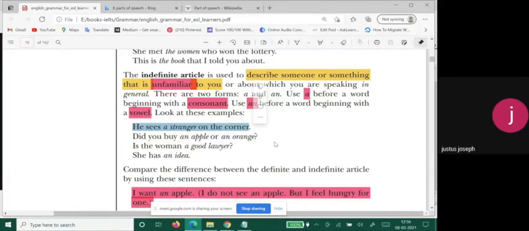Did you buy an apple or an orange? Okay. Why is an used here? Most of you already know the answer. I'm asking about the difference between a and an. Where should a be used, and where should an be used? When are you using a? When do you use a? Whenever you have a consonant sound.